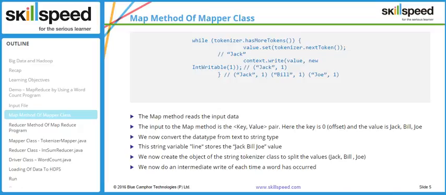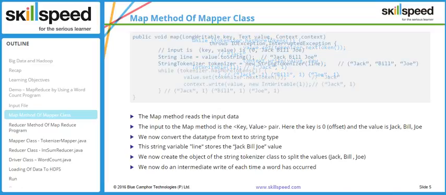Now what happens inside the while loop is that the first statement of the loop is value.set(tokenizer.nextToken). This will set the tokens on the value variable. And here the token Jack is assigned to the variable value. Finally, we'll write our intermediate output using the context.write method on the local file system. Then at last, we'll have the output like Jack, 1, Bill, 1, Joe, 1.